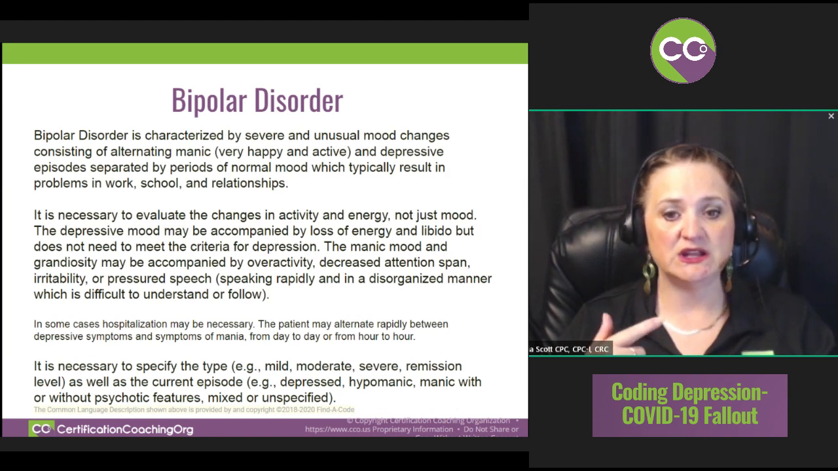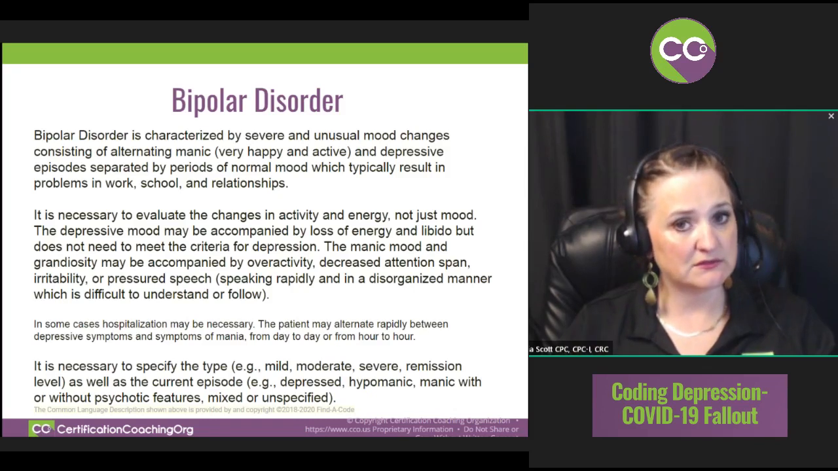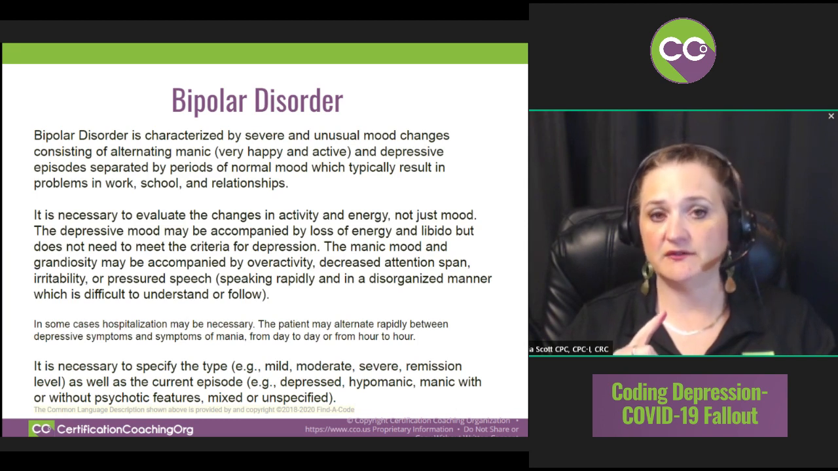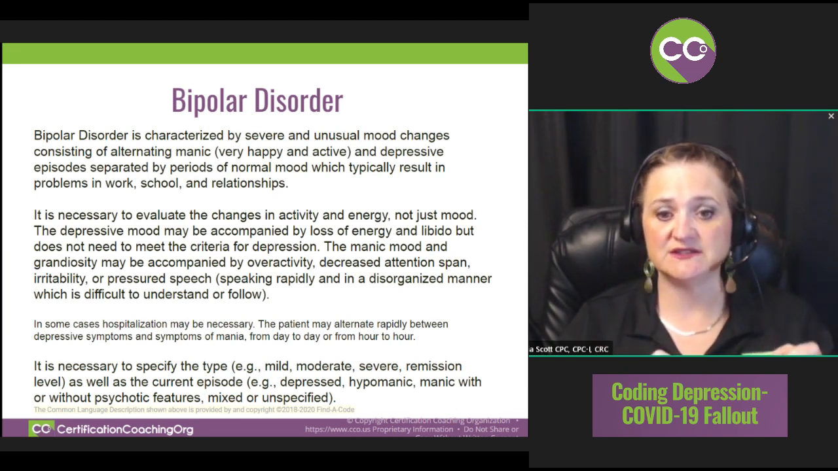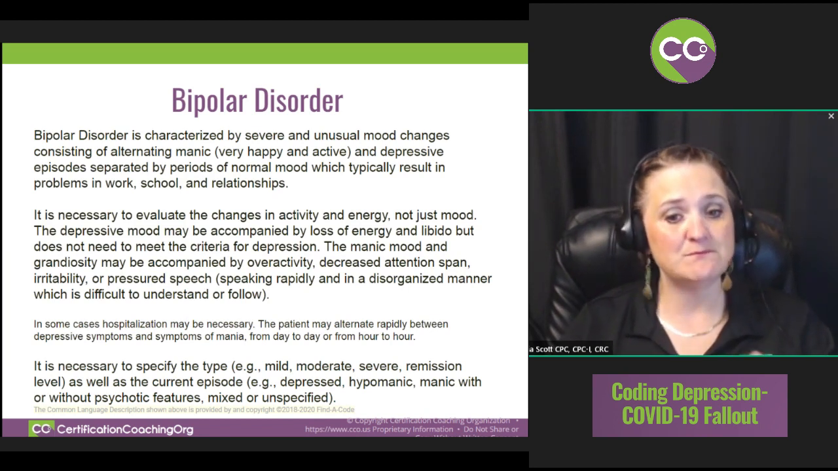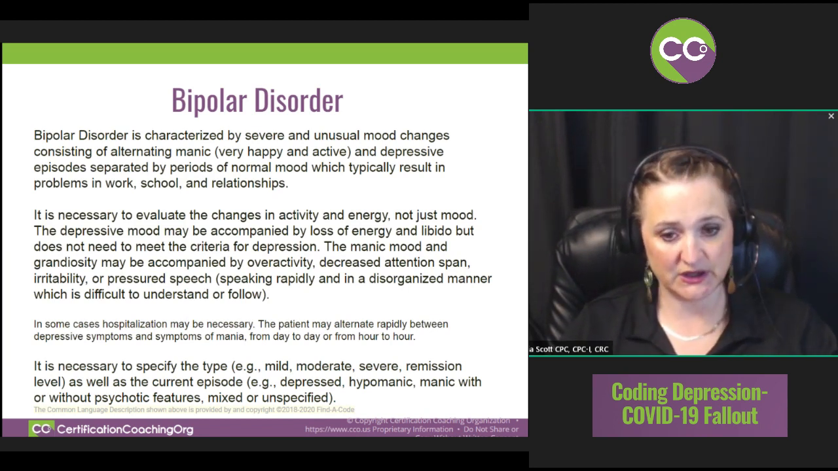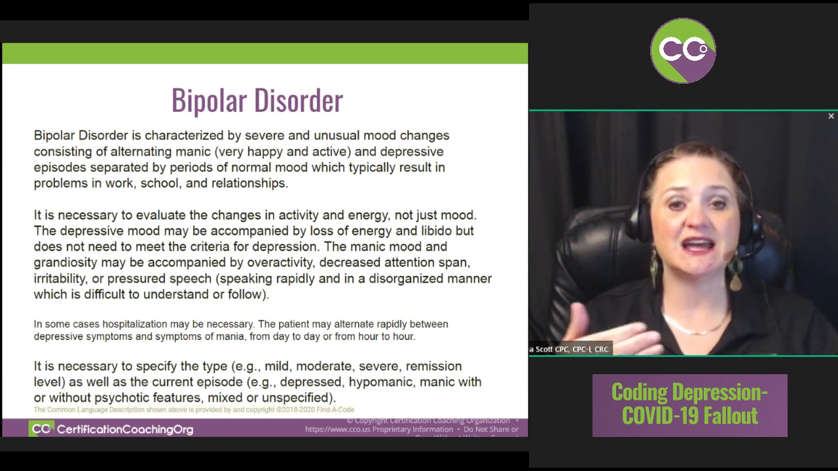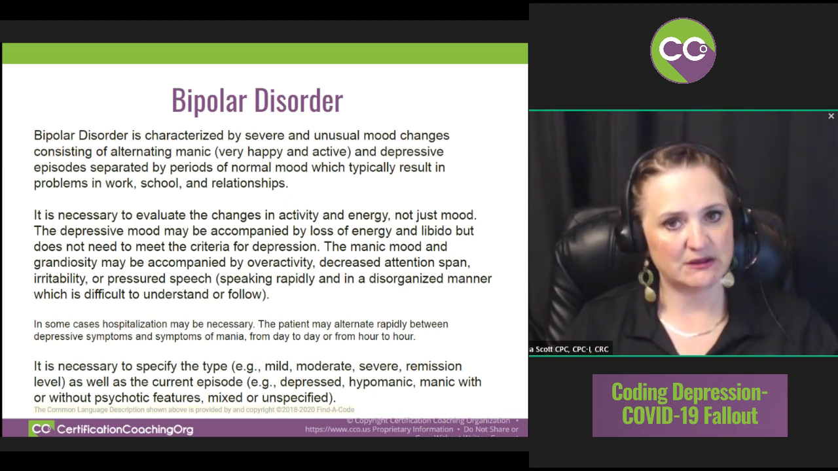For bipolar, we know if it's mild, moderate, severe, or remission level. And we have to know if it's depressed, hypomanic, manic, with or without psychotic features, or unspecified, that we can use. We want to stay away from unspecified, but it has its purpose until it's identified.